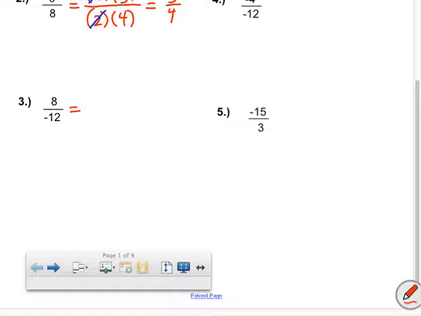Okay, 2 is a common factor. We want the greatest common factor. So in this case, I can rewrite 8 as the product of 2 factors, 4 and what? What times 4 gives me 8? 2. Okay, and then in the denominator, yep.